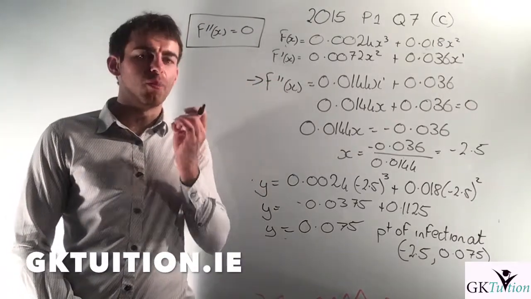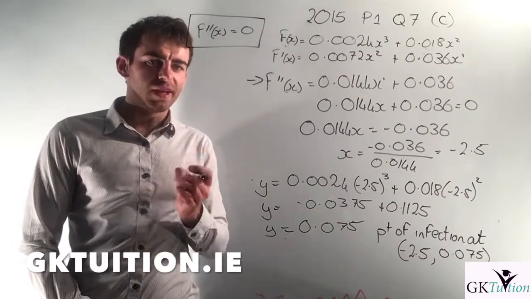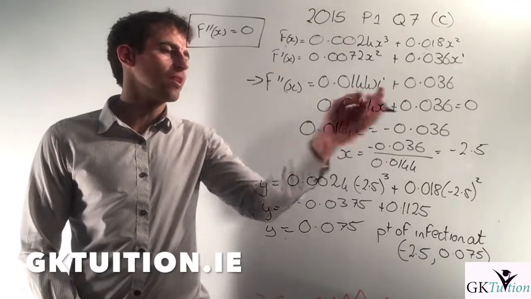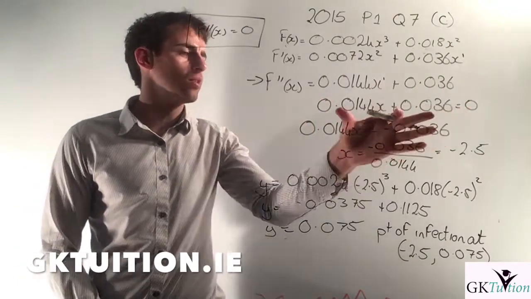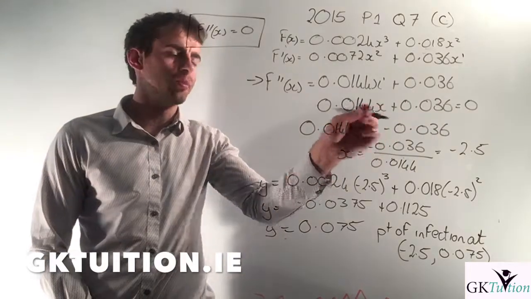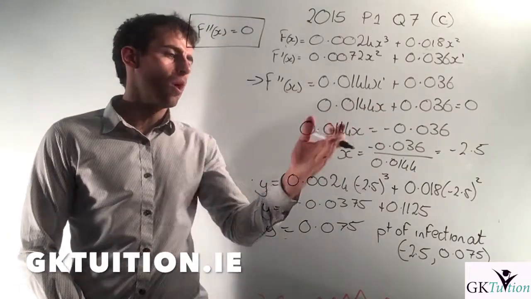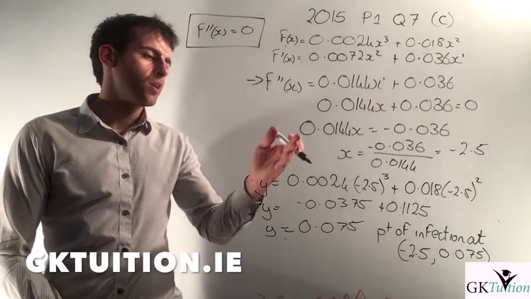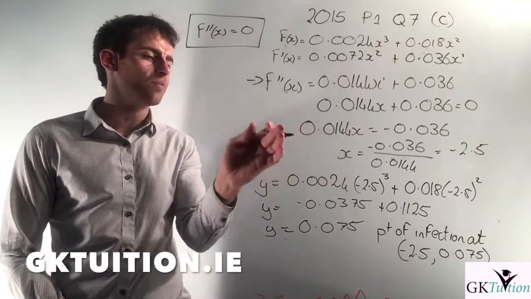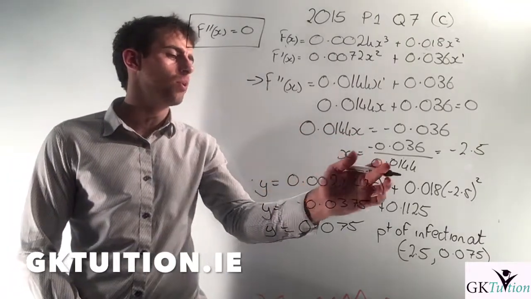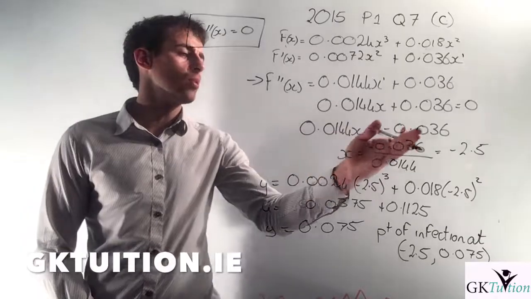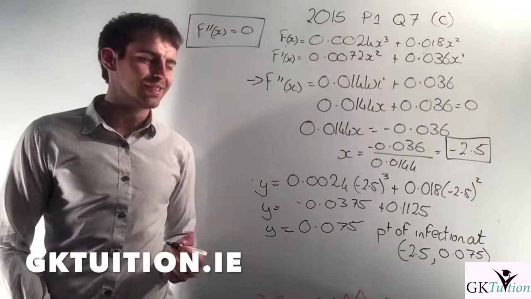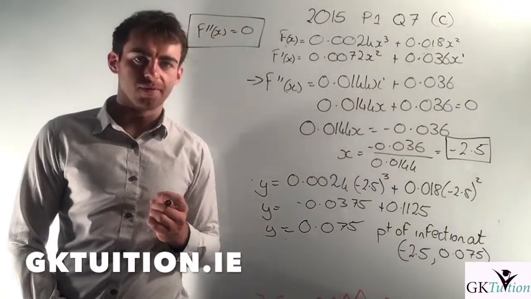And now I need to find the point of inflection. I know a point of inflection exists when the second derivative is equal to 0. So I let my second derivative equal to 0, and now all of a sudden I've got one equation and one variable, so I'll be able to find the value of my x. So all I did on the next line was I subtracted 0.036 from both sides. And now in order to isolate my x, just divide both sides by 0.0144, and I end up with x is equal to minus 2.5. So I know that a point of inflection exists when x is minus 2.5.